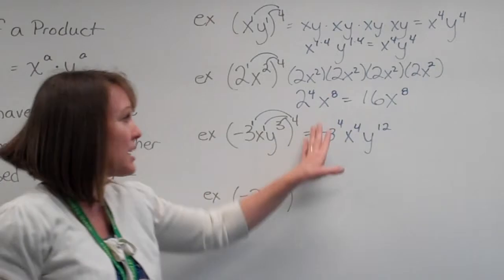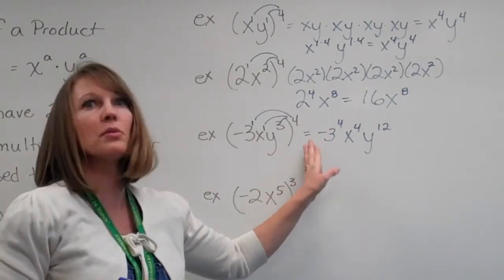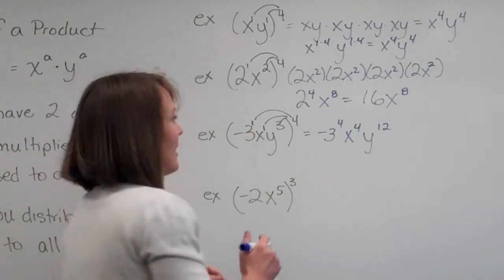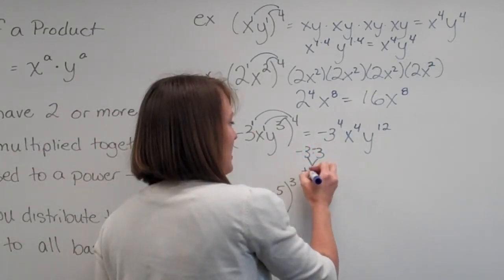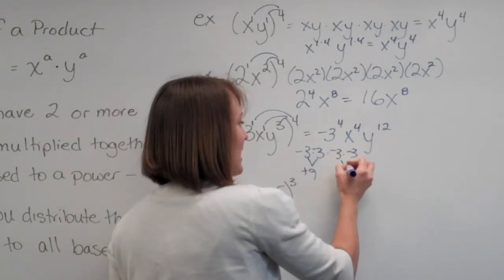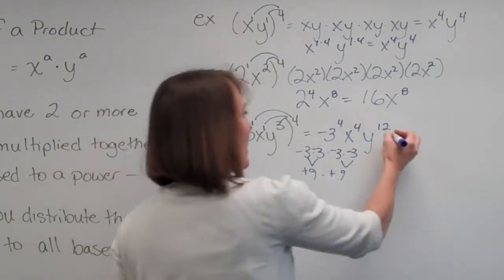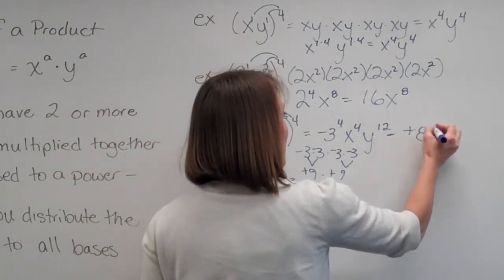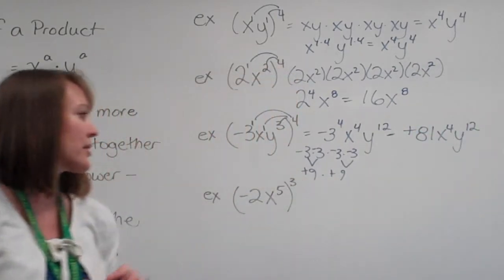Okay, but we need to keep going because this is a number. So this is going to be negative 3 times negative 3 times negative 3 times negative 3. All right. Negative 3 times negative 3 is going to give me positive 9. Negative 3 times negative 3 is going to give me positive 9. And positive 9 times positive 9, that's going to be positive 81x to the 4th, y to the 12th.